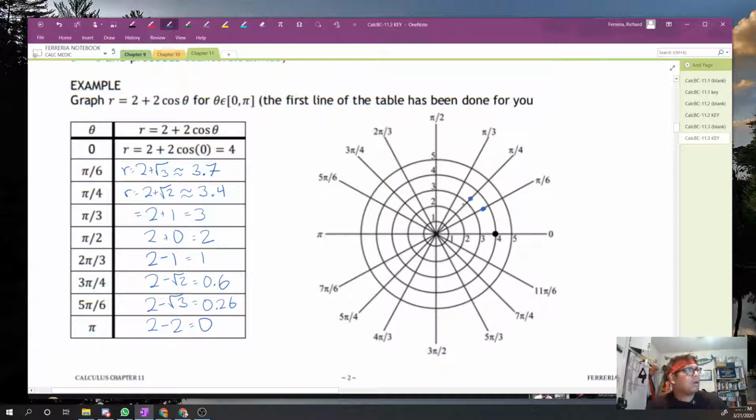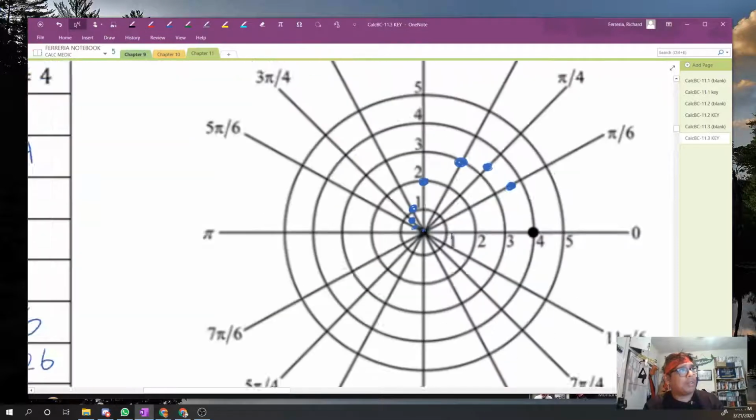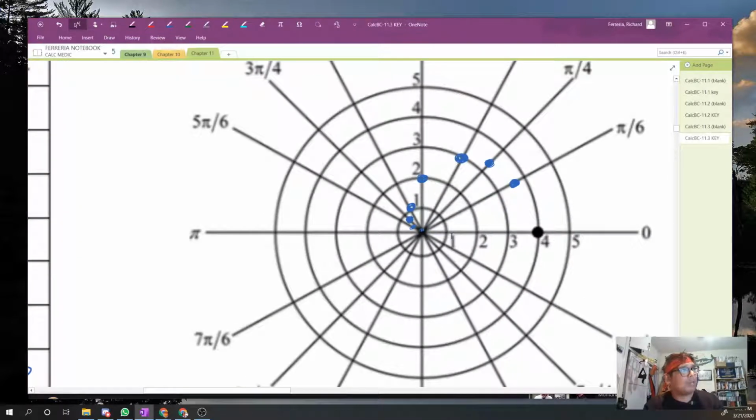Next one's pi over 3 and 3 exactly, so that is right here. So go ahead and do the rest of those. It gets a little difficult once you get close to the pole over here. I'm going to zoom in so that we can make this a little bit easier for ourselves. Too bad you can't do this pencil and paper. And then I'm going to connect these.